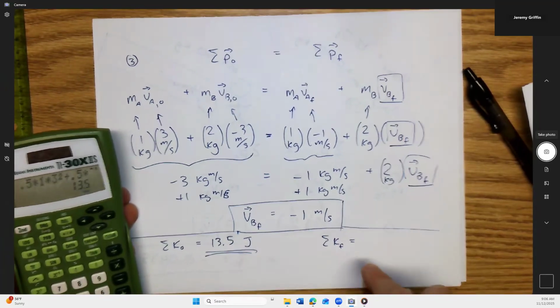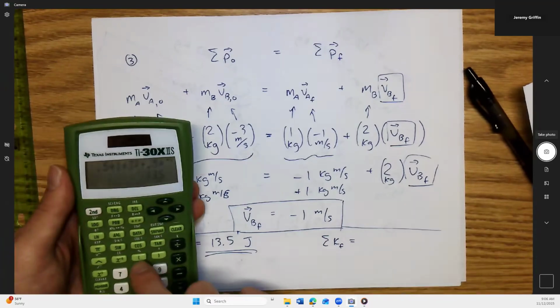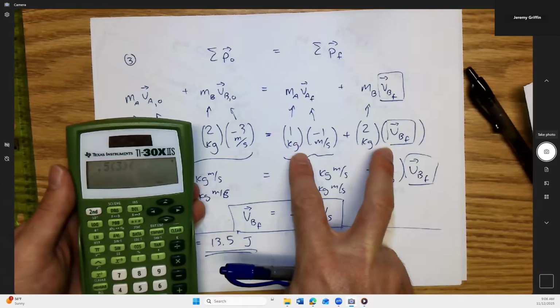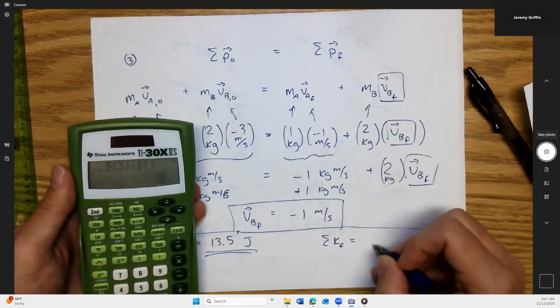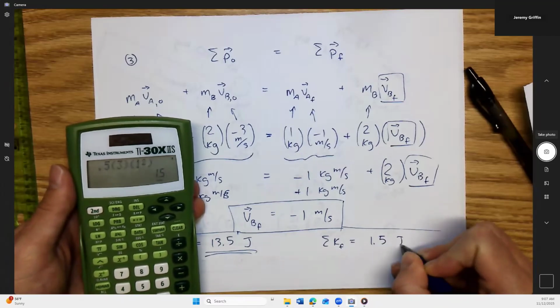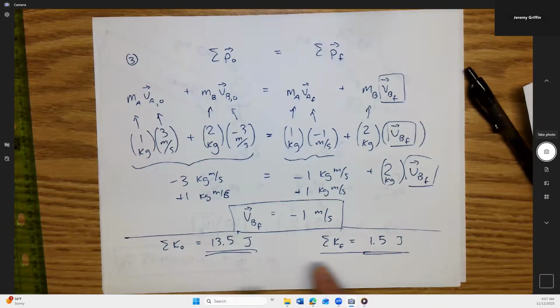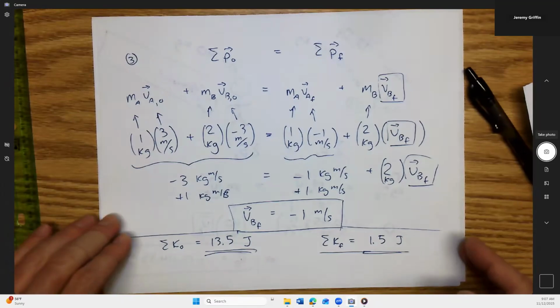Do you guys think that after the collision, I have to have less than that? Okay. So 1/2, I'll just make one giant mass of 3 kilograms, because they are effectively stuck together, times 1 meter per second squared. Yeah, it's only 1.5 joules. See, it went way down. So before I had a bunch of kinetic energy. Post collision there was less.